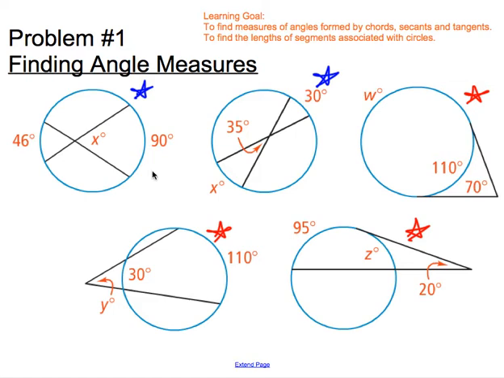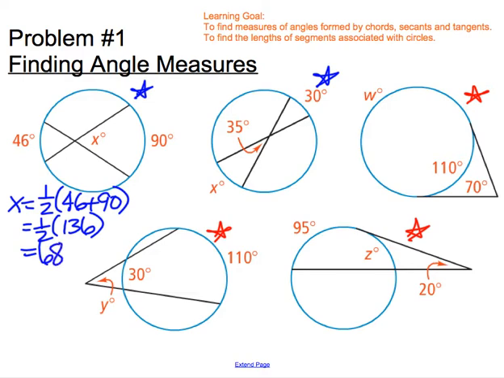Since this angle is inside the circle, we're going to add. Remember, intersections inside the circle we always add. So x is going to equal half of the sum of 46 plus 90. This is going to give us half of 136. And so the measure of x in this case is 68. So this is a 68-degree angle.